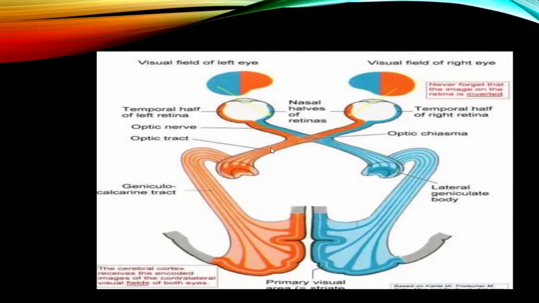So the temporal half usually moves ipsilaterally. Both the nasal half of the contralateral retina and the temporal half of the ipsilateral retina move as an optic tract towards the lateral geniculate body of the thalamus, through which optic radiations are generated. These are also called the geniculo-calcarine tract.